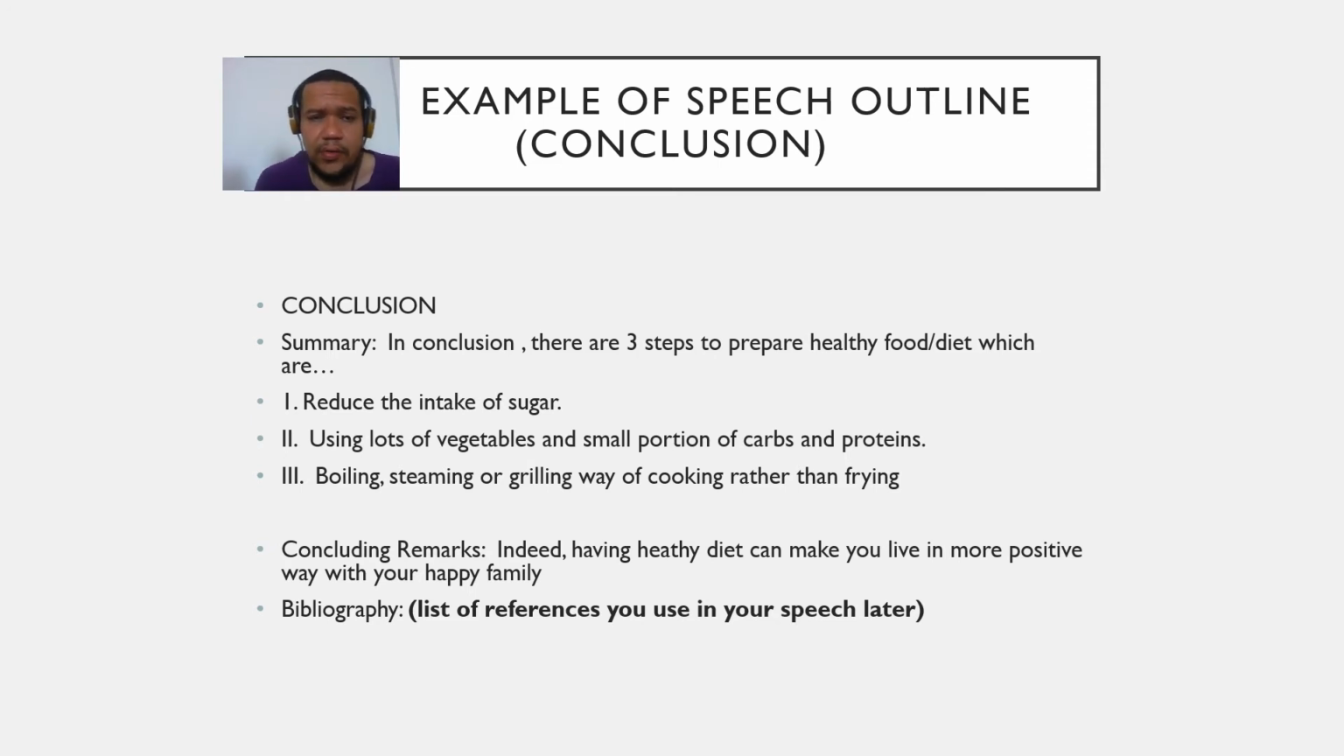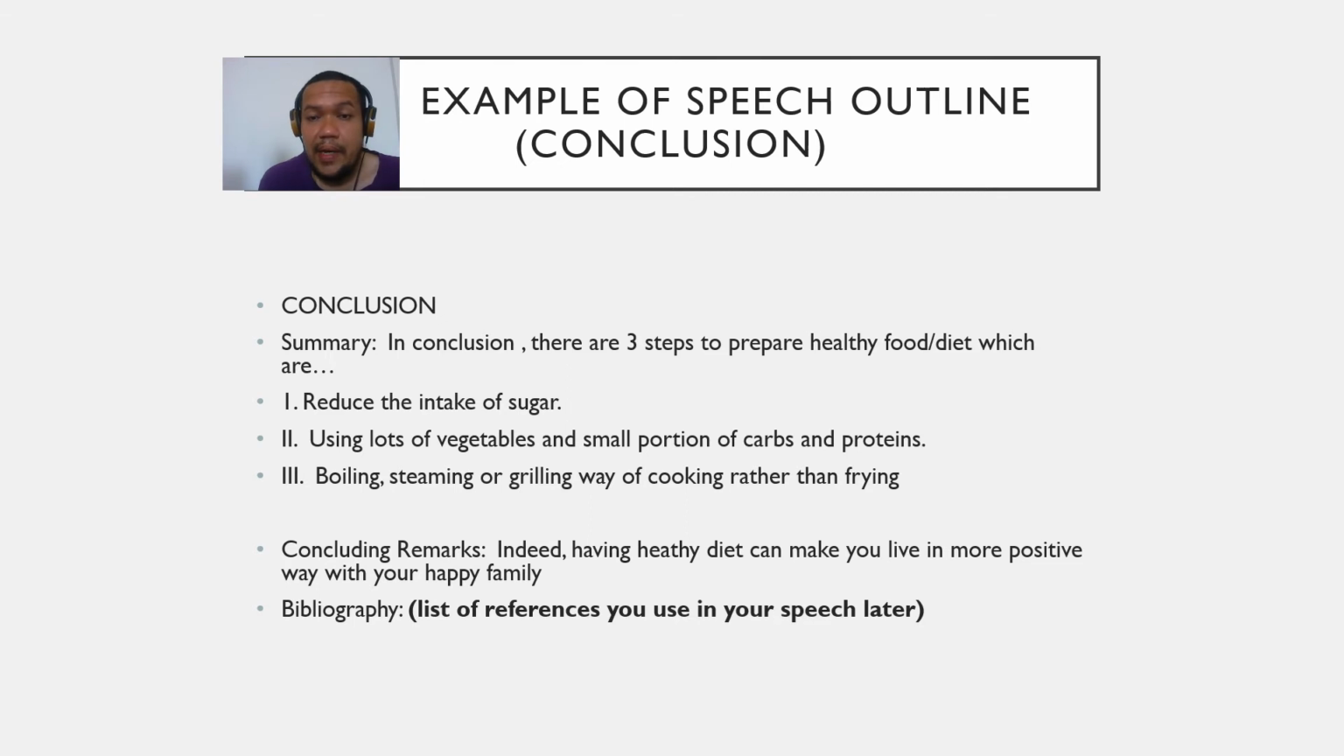Okay, for the conclusion, the first part is the summary. You can write the first sentence you are going to say in the conclusion. For example, you say: in conclusion, there are 3 steps to prepare a healthy food diet, which are: first, reduce the intake of sugar; second, use a lot of vegetables and small portions of carbs and protein; and third, boiling, steaming, or grilling way of cooking rather than frying. Basically, you can take it 100% from the preview that you have done before.